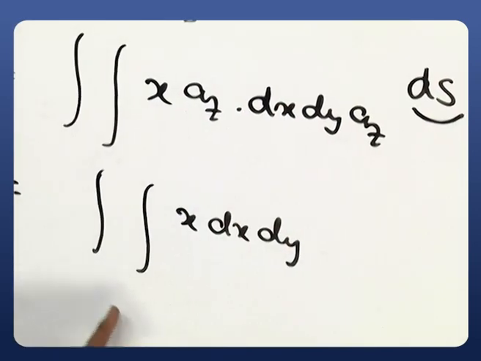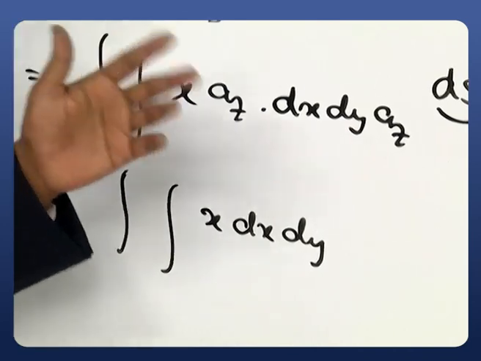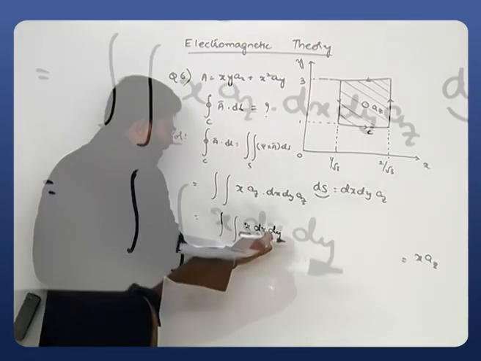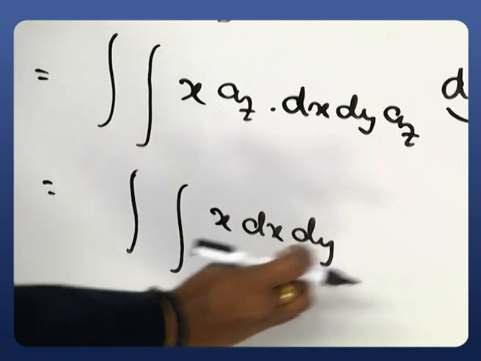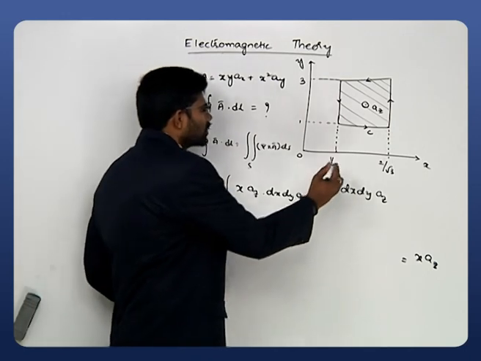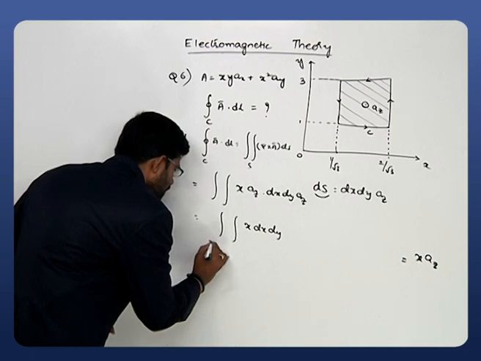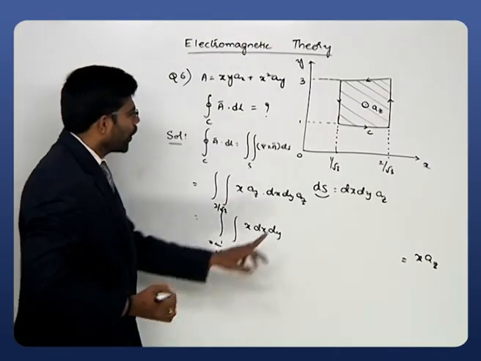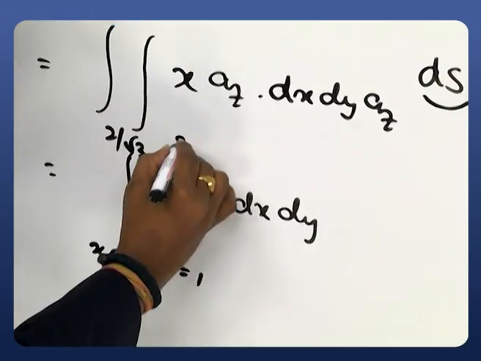Now we need to substitute the limits for solving this. What are the limits of x and what are the limits of y? Once again, don't go for the analysis, just take the differential quantities. The differential quantity is x, so we need to substitute the limits of x. The differential quantity is y, so we need to substitute the limits of y. The x can always be taken from 1 by root 3 to 2 by root 3. Y can be taken from 1 to 3.